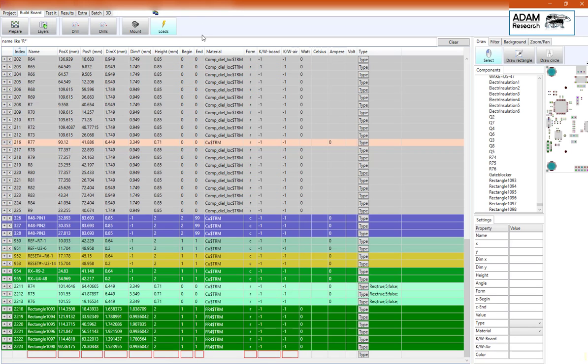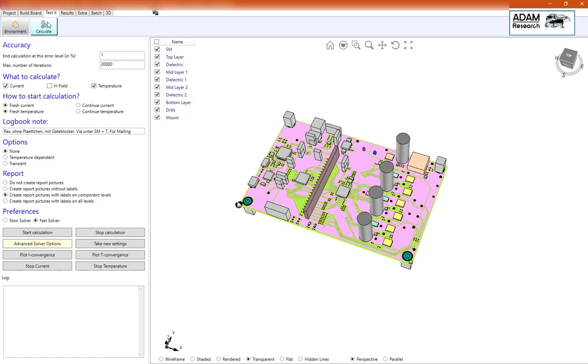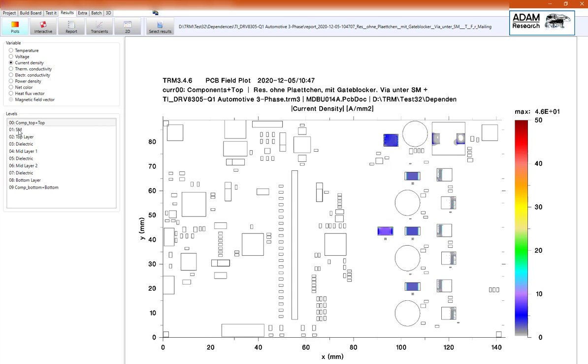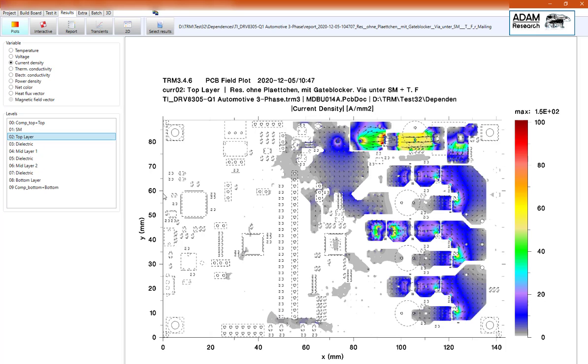What do we get as a result? We get as a result, of course, a temperature map. But before I go into details, I will show the reason for the temperature. Of course, that's electric current. Let's have a look at the top layer current density.